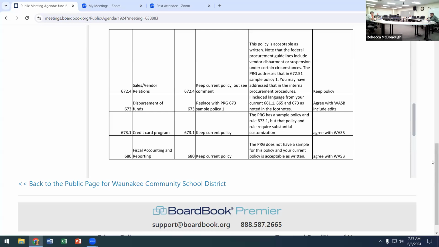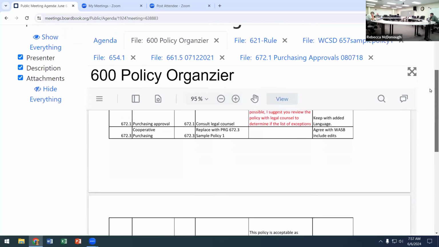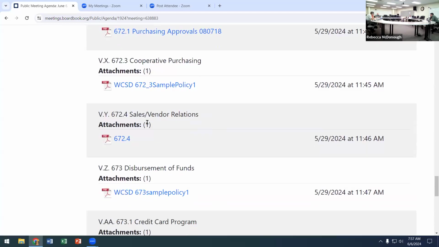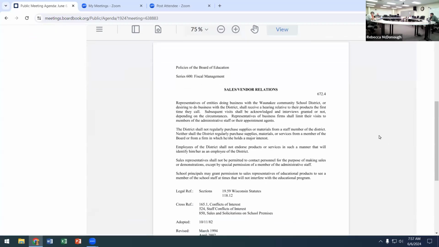Yeah, he's just referencing that with the federal purchasing guidelines, there are some requirements to debar or suspend a vendor, which isn't included in this language. So he's just saying that's gotta be part of that review. Okay. That he hasn't done yet. All right, very good.